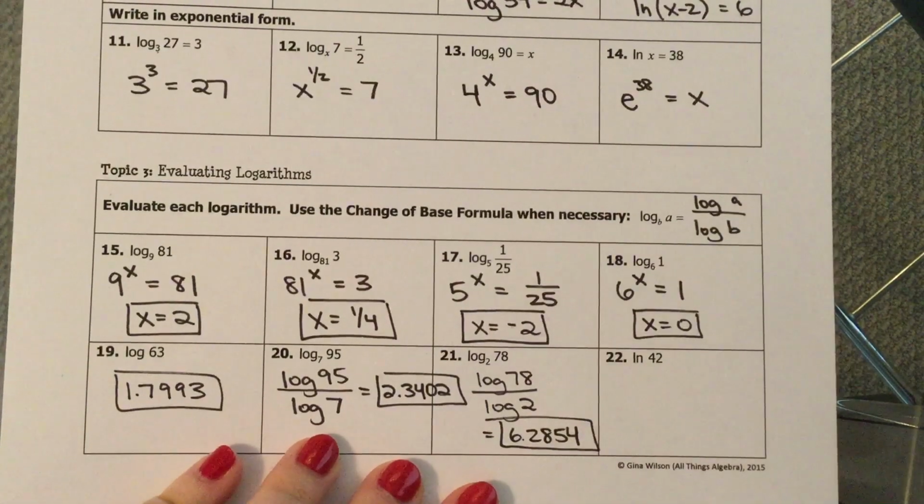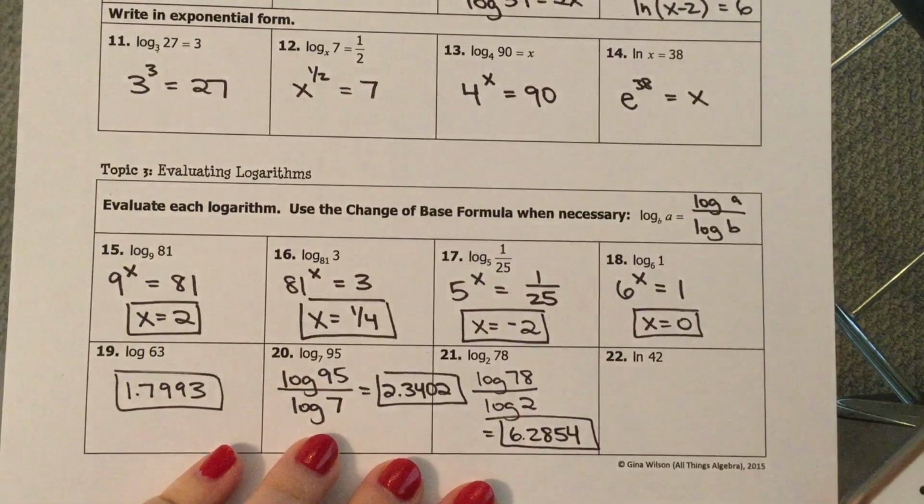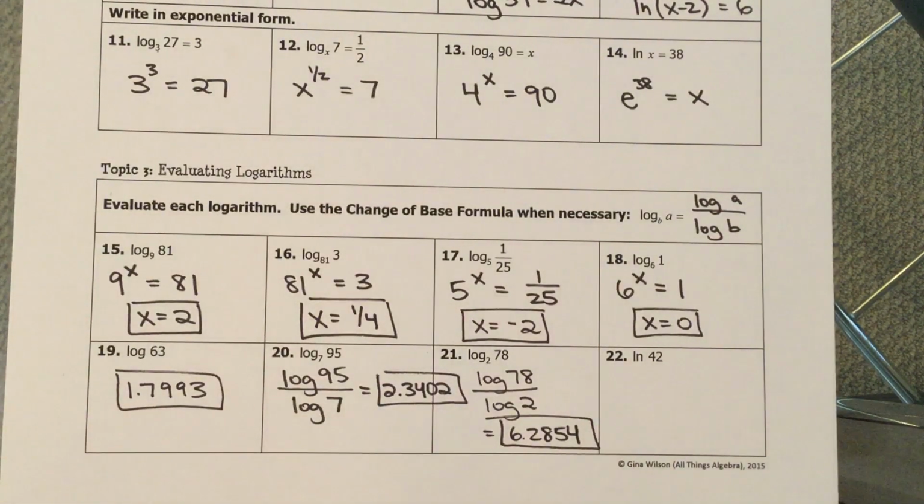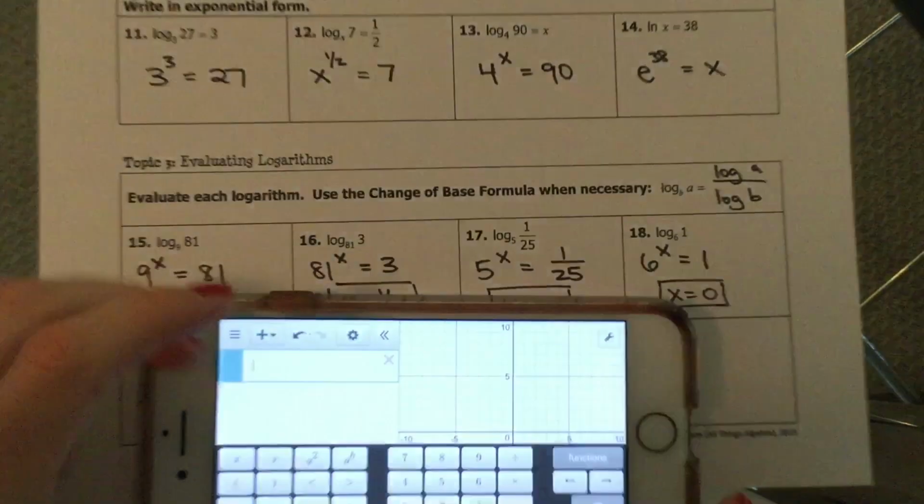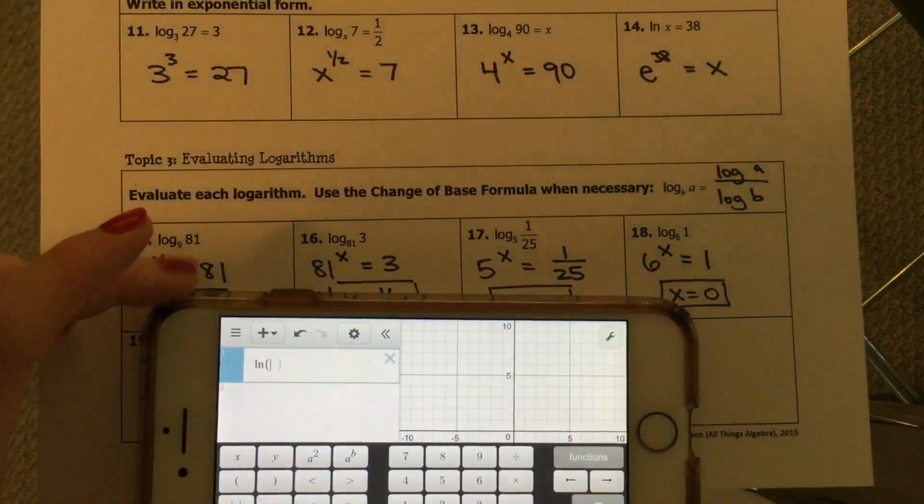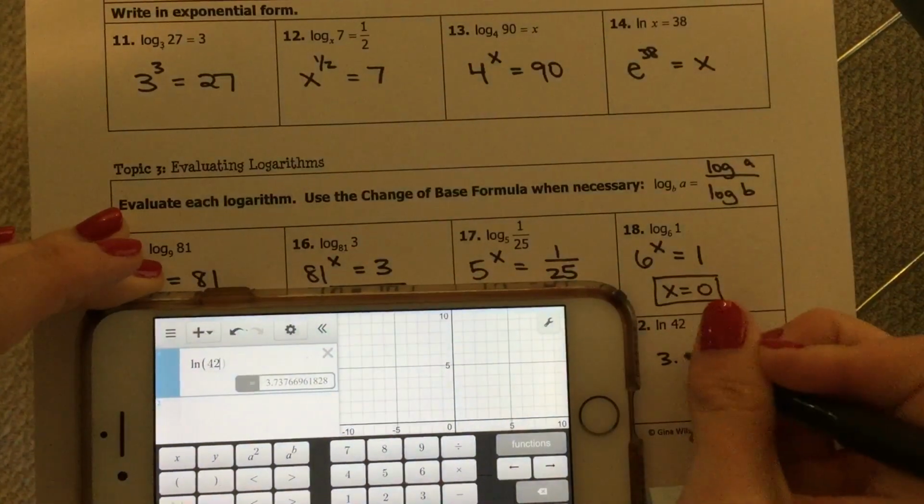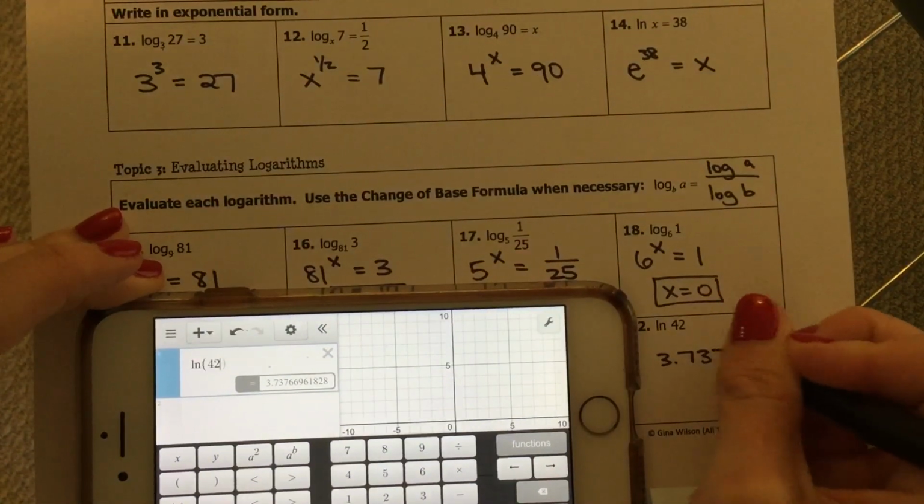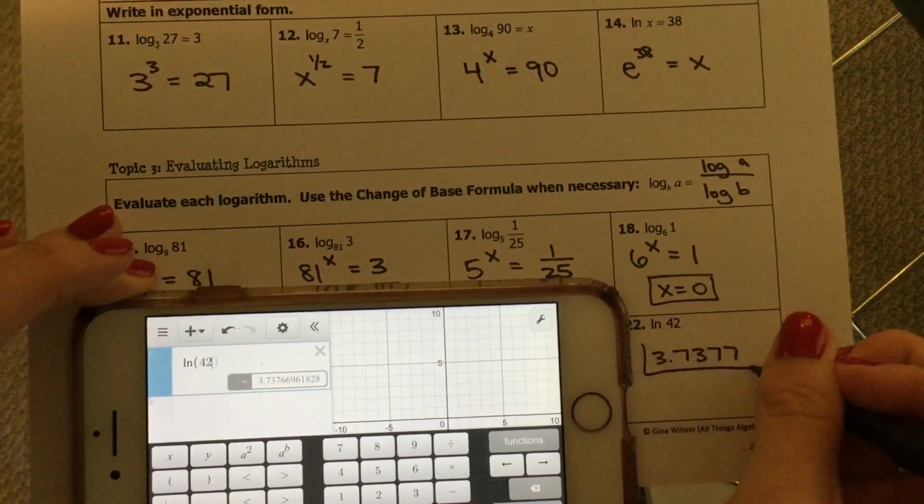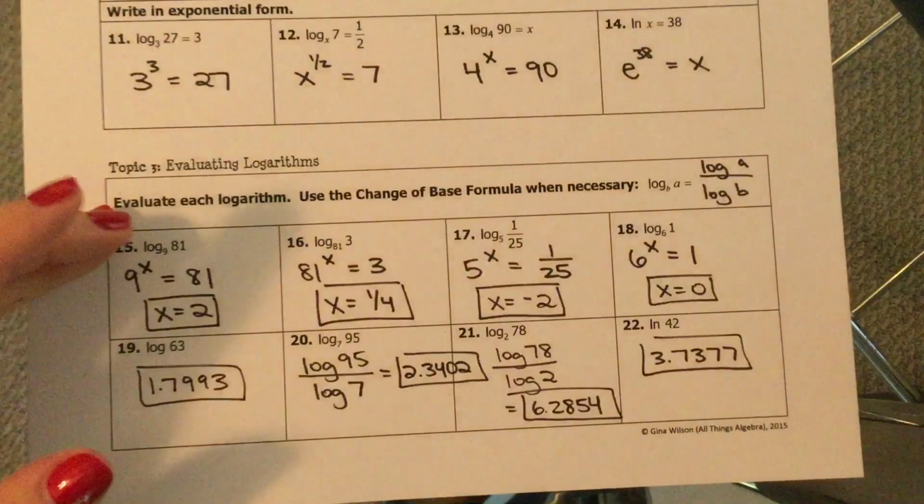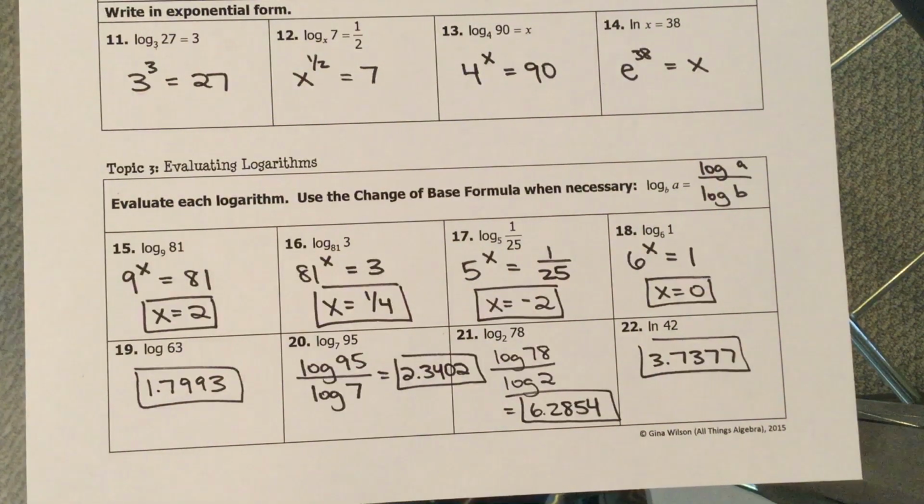All right, this one, natural log of 42. There is a natural log button on all calculators. So with that one, there's an ln right there, and we've got 42. So 3.7377, that 6 would round up. All right, so we've got some practice down evaluating those logarithms.